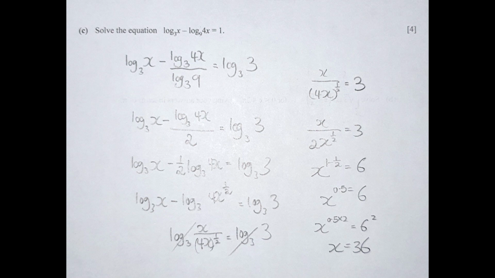Minus represents divide, so I have log 3 of x over 4x to the power of 1 over 2 equals to log 3 of 3. So now both sides have only one log, so I can proceed and cancel them off. So what we have now will be x over 4x to the power of 1 over 2 equals to 3. Remember, the power of 1 over 2 is to be multiplied into the variables inside the bracket. So the 4 you're required to power of 1 over 2. So the x is also required to multiply with power of 1 over 2.